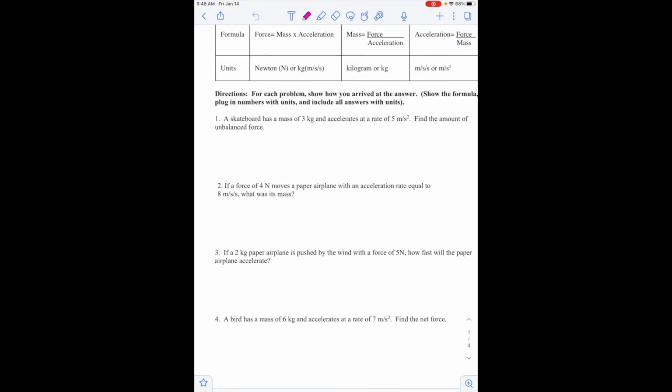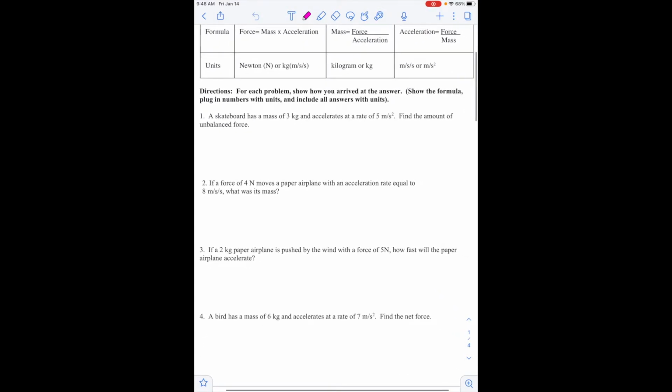If we start here with number 1, a skateboard has a mass of 3 kilograms and accelerates at a rate of 5 meters per second squared. Find the amount of unbalanced force. So I'm going to set this up with our F, our M, and our A because we have our formula F equals ma. So we are looking for the force here, so we are not sure what that is. We have our mass of 3 kilograms, and our acceleration is 5 meters per second squared.